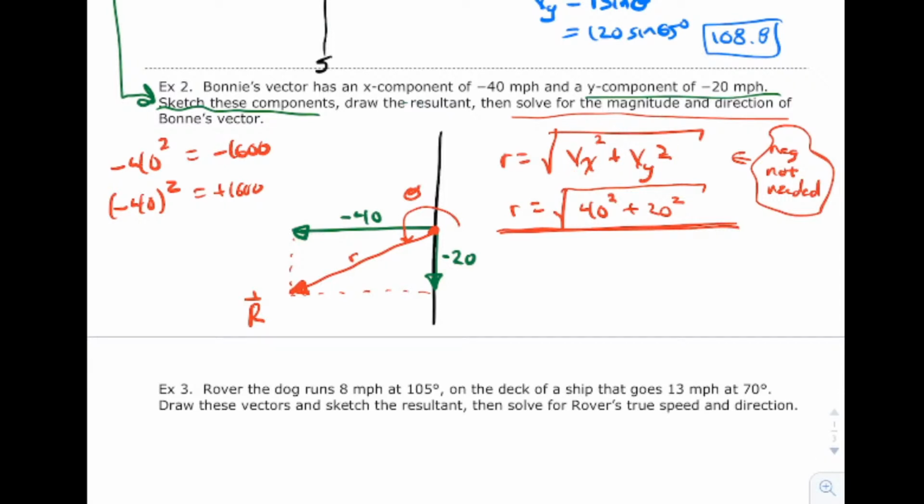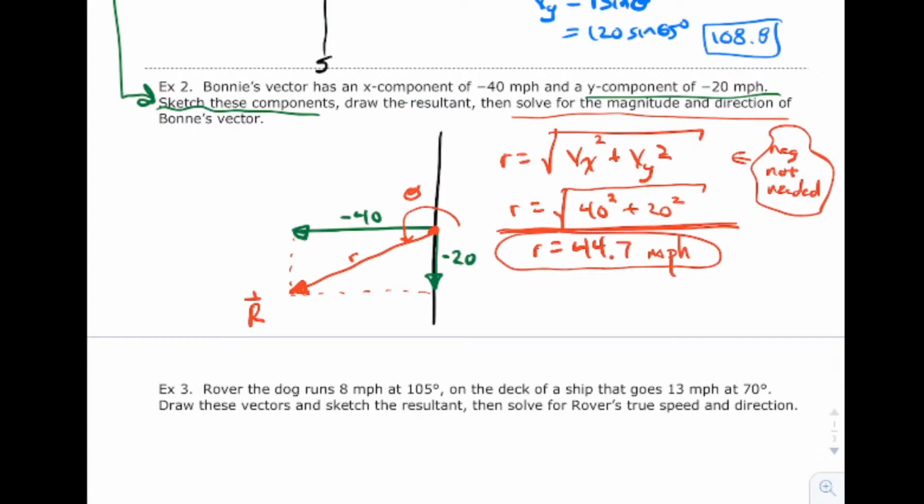Anyway, with that said and done, I get out my calculator and do this thing. So I've got the square root of 40 squared plus 20 squared. Boom. It says 20 root 5. I hit the SD button, and we're getting R. R is about 44.7. I guess this is all miles per hour, right? Okay, so that's 44.7 miles per hour.